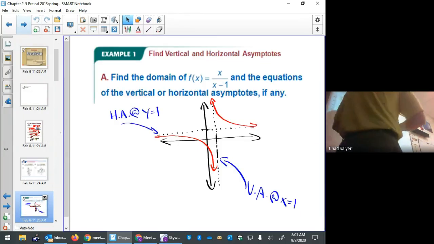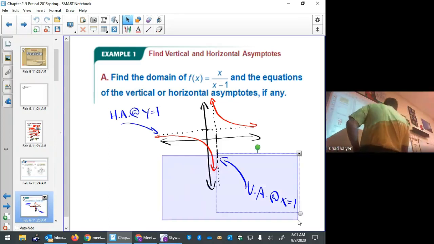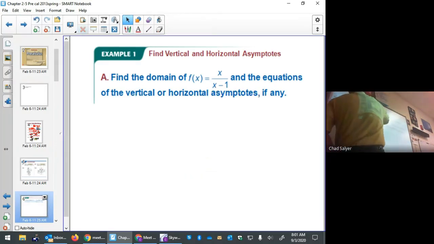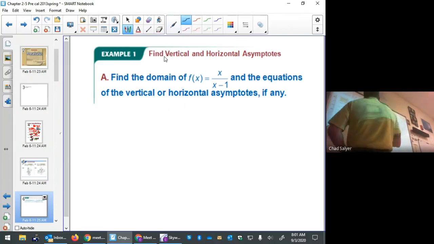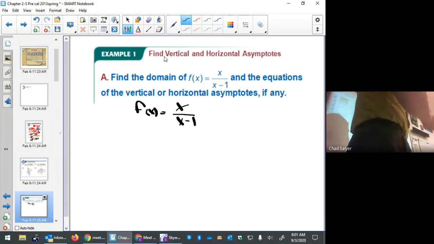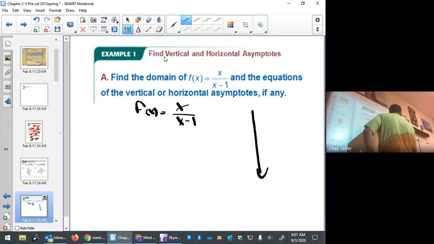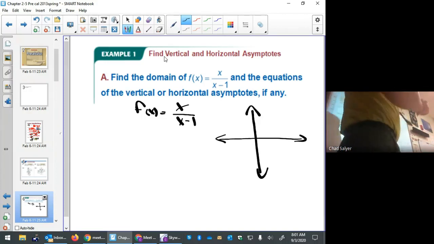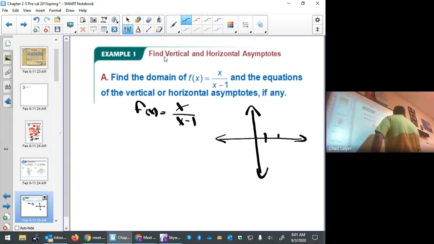So let's find a vertical and a horizontal asymptote. First of all, the domain of f of x equals x divided by x minus 1. The first thing we need to do is sketch the graph, and that will help us. Now, there are algebraic ways to find asymptotes, which I'm going to teach you. But for now, we're just going to do a little graphical analysis.